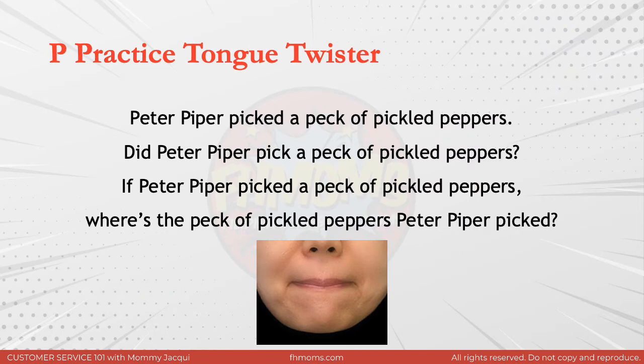Now this time, let's move on to a familiar tongue twister. And I think you know this, okay? So let's read it. And you can read it with me. Let's say, Peter Piper picked a peck of pickled peppers. Did Peter Piper pick a peck of pickled peppers? If Peter Piper picked a peck of pickled peppers, where's the peck of pickled peppers Peter Piper picked? Now, you can pause this video and try this tongue twister several times and try to go faster and faster each time, okay?